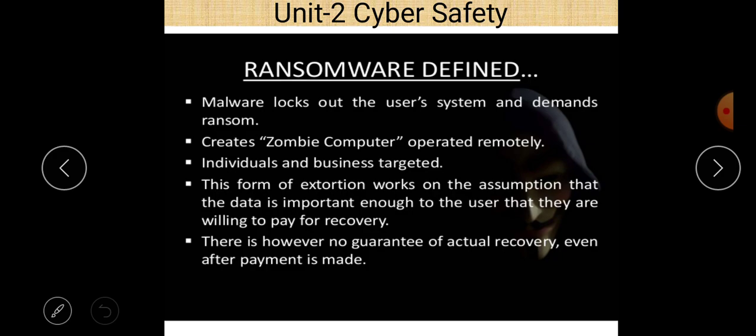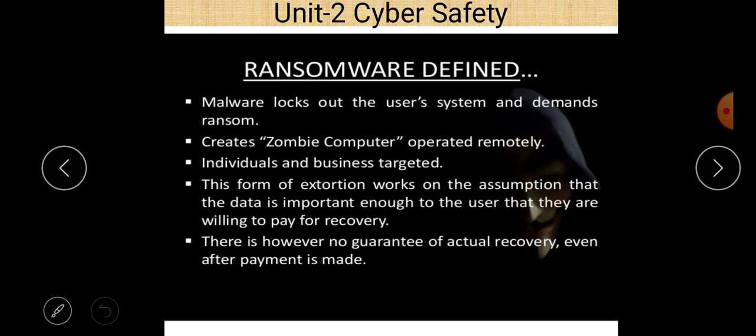Most of the time, individuals, big personalities, and businesses are targeted by ransomware, and they demand ransom for that purpose. If you don't fulfill the demand, they can damage your data or your computer systems. This form of extortion works on the assumption that the data is important enough to the user that they are willing to pay for recovery.